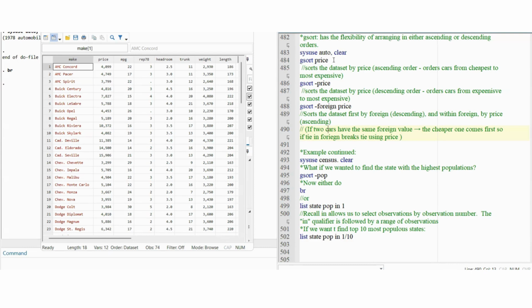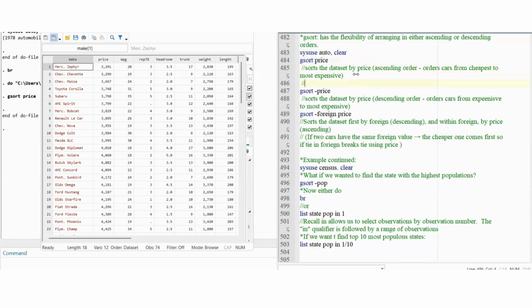But if we do gsort price, this will sort the data set by price in ascending order, where it will order all the cars from the cheapest to most expensive. And this could have also been achieved by just doing sort price. So if I do this, now it has arranged the data set in ascending order by price. All the cars are arranged from cheapest to most expensive. We can use sort for this as well; sort price would work.